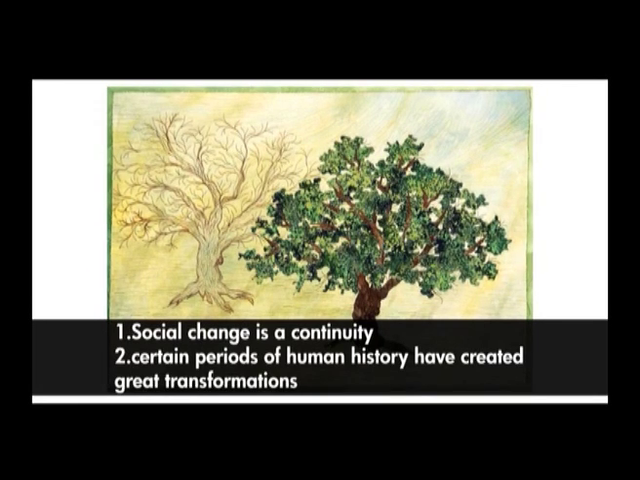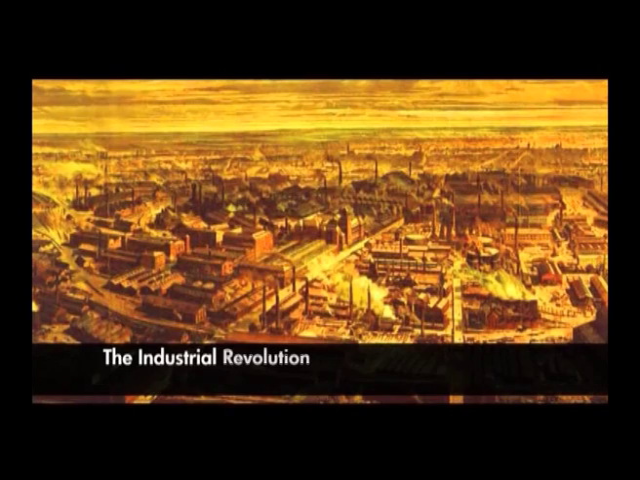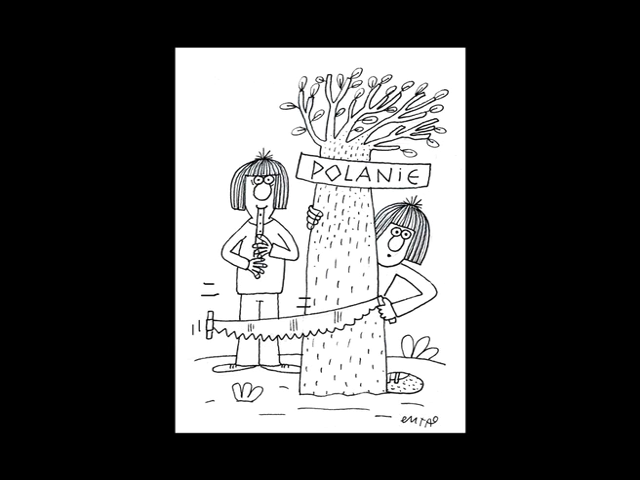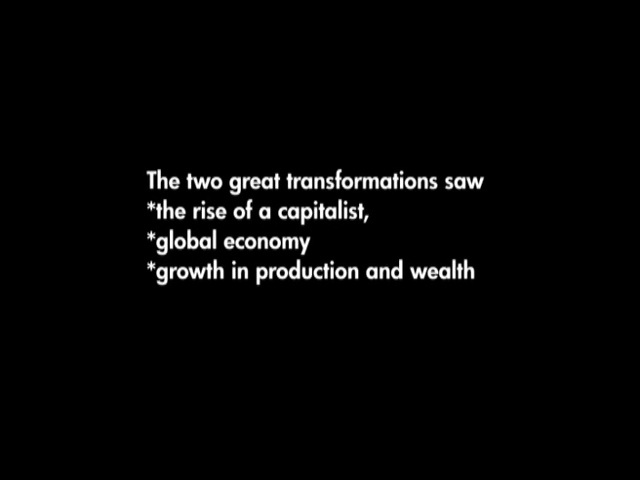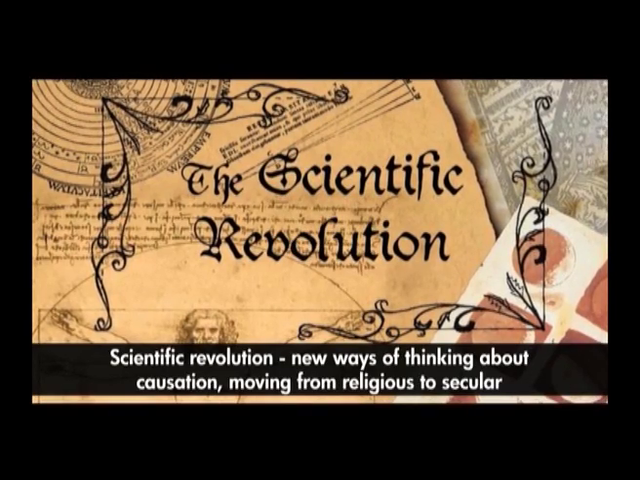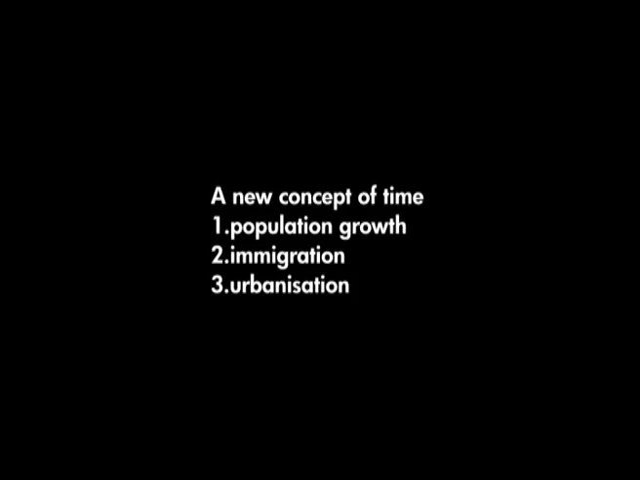While social change is itself a continuity, certain periods of human history have created great transformations. The Industrial Revolution and the French Revolution created one such great transformation. Polanyi saw it as beginning in the 17th and the 18th centuries and continuing today. The two great transformations saw the rise of a capitalist, global economy and growth in production and wealth, a scientific revolution, new ways of thinking about causation, moving from religious to secular, a new concept of time, population growth, immigration, and urbanization, and a political move to nation.